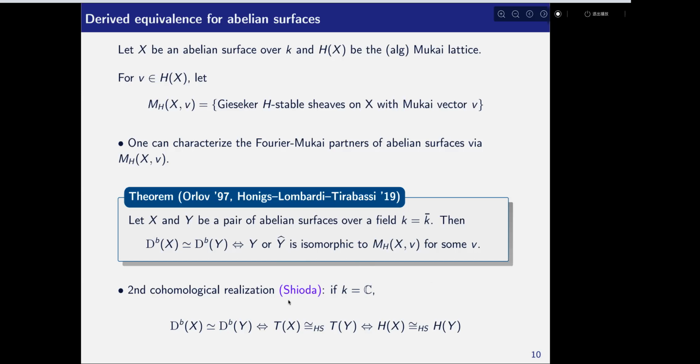But the cohomological realization is important, because it relates to some interesting conjectures like the Hodge conjecture and also the Tate conjecture. So we are interested in such questions: we want to have a cohomological realization of all the derived equivalences or twisted derived equivalences.